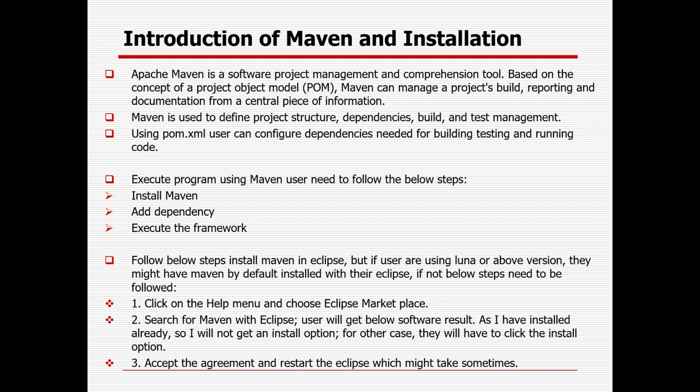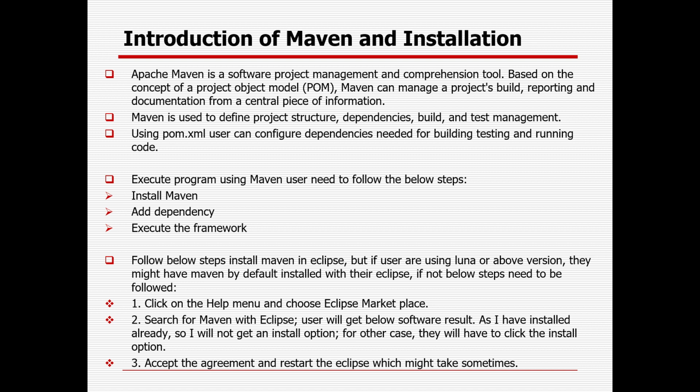So Maven is used to define project structure, dependencies, build and test management. Using the pom.xml file, the user can configure dependencies needed for building, testing and running the code. In Maven, running a script or executing a program is very easy. It has only 3 steps. First, we need to install Maven, in case it is not installed in your Eclipse; this is a one-time activity. After that you need to create the project and add the dependency, and then you need to execute the framework.